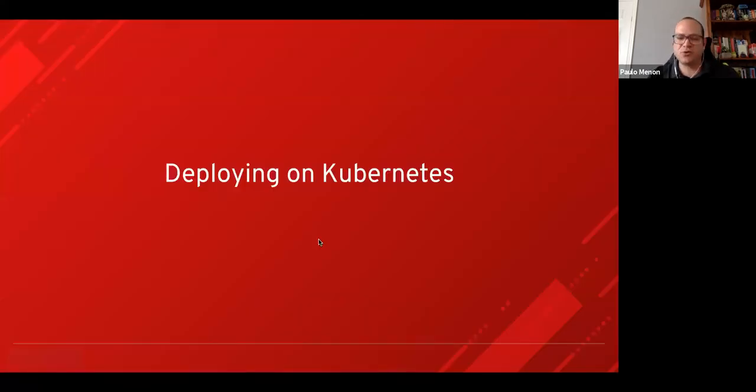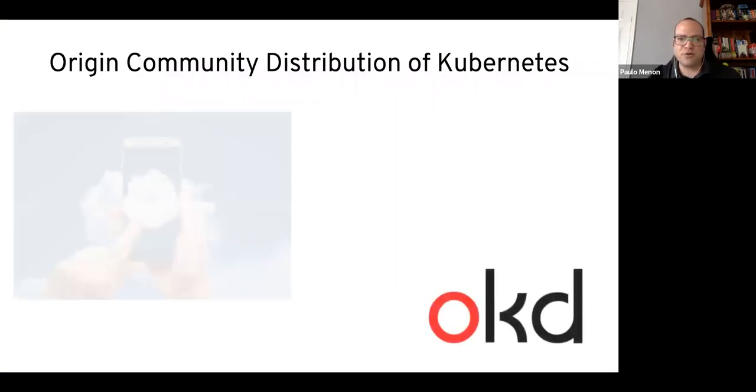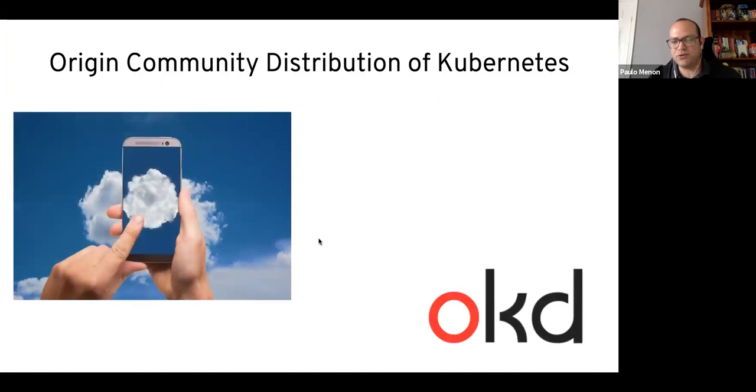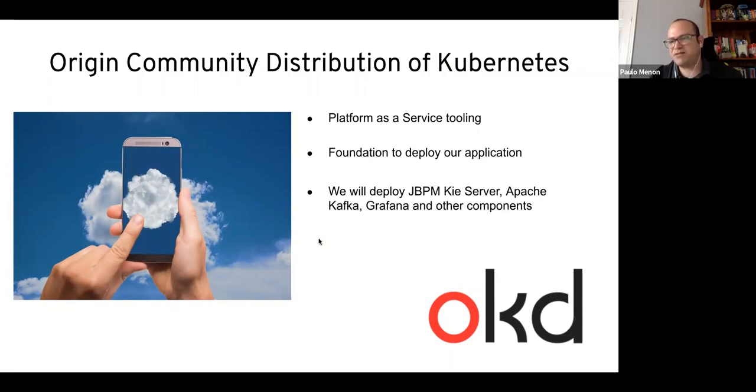So, deploy on Kubernetes. Kubernetes is the platform we chose to put on a cloud. OKD, the Origin Community Distribution, is the community version of OpenShift. So then we're gonna put in the cloud what we're gonna deploy there. We use Kubernetes as our platform, so it's a platform as a service. And the foundation is to deploy all the applications and databases we need. So we're gonna deploy the jBPM KIE server, Apache Kafka, Grafana, and other components.